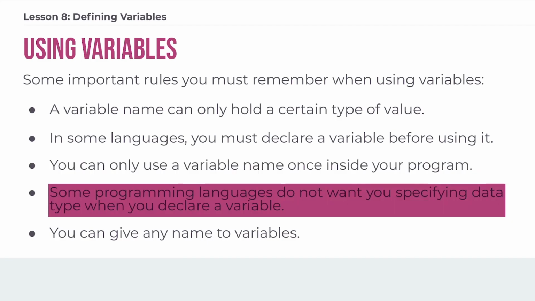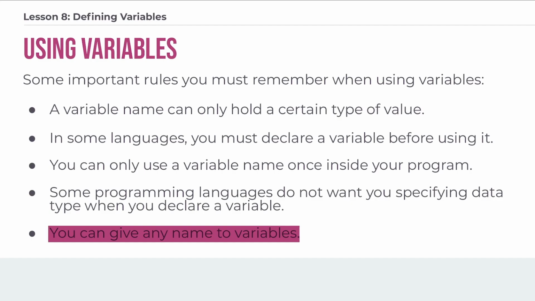So again, sometimes you have to tell what type of data is going to be held by your variable, and sometimes you don't. In Scratch, you don't. We saw that you can set a variable to a number or to a letter or to a string, and it will just accept that, and then from then on it will be that type of variable.